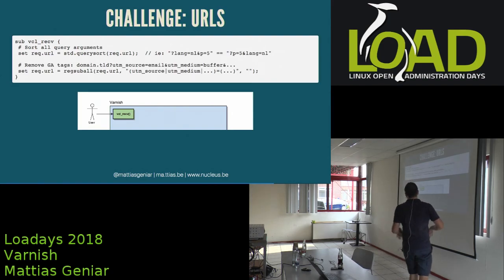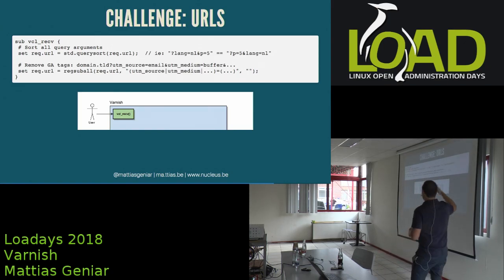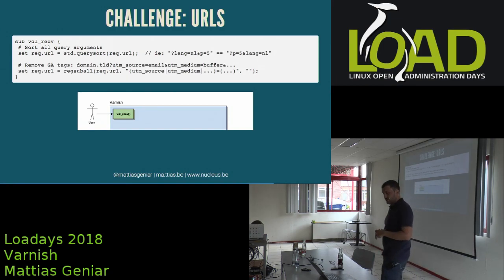In VCL receive, so again, the very first hit before a cache lookup is done, you can do sort of intelligent things like sort the query arguments, those things behind the question mark. The example shows this is actually the very same page. Lang is an L at the front versus at the back. But to Varnish, by default, this is different. Your URL is different. Hence, a different version of the cache.